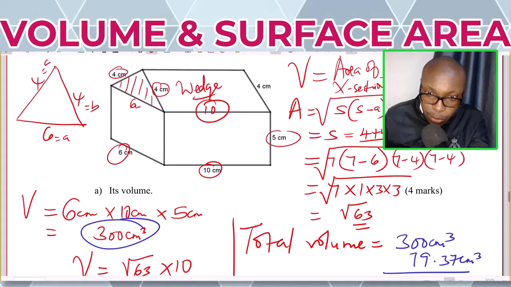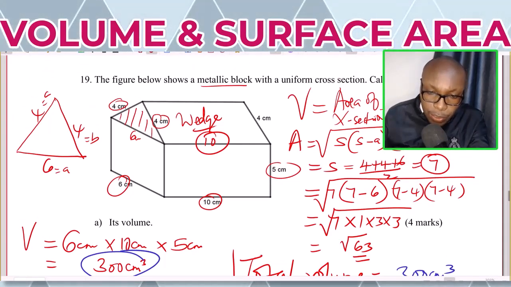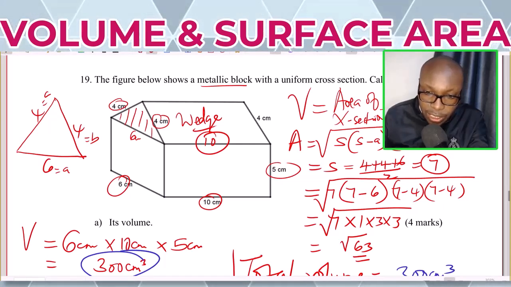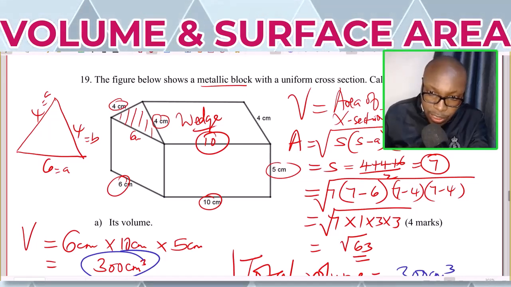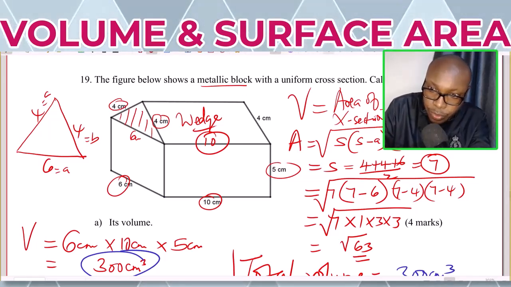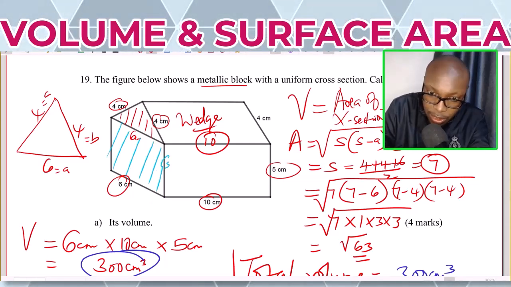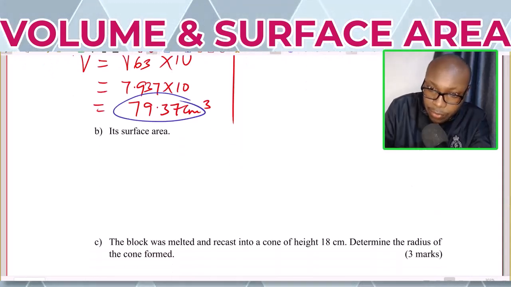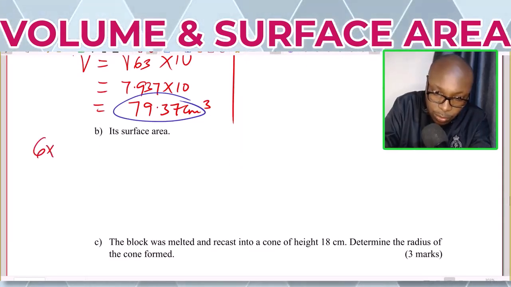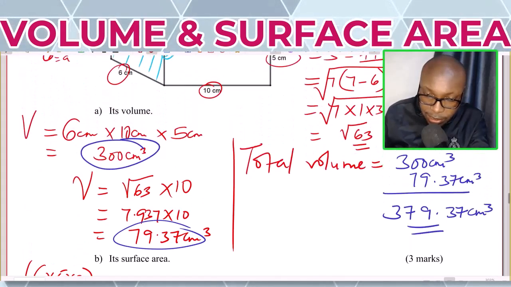For the surface area, we are going to get the area of all the surfaces that we can see. As usual, we're going to begin with the rectangular part, which has 1, 2, 3, 4, 5 faces. I'll start with this face. The area of that face is 6 multiplied by 5, and then multiply by 2 because we have the other face on the other side.